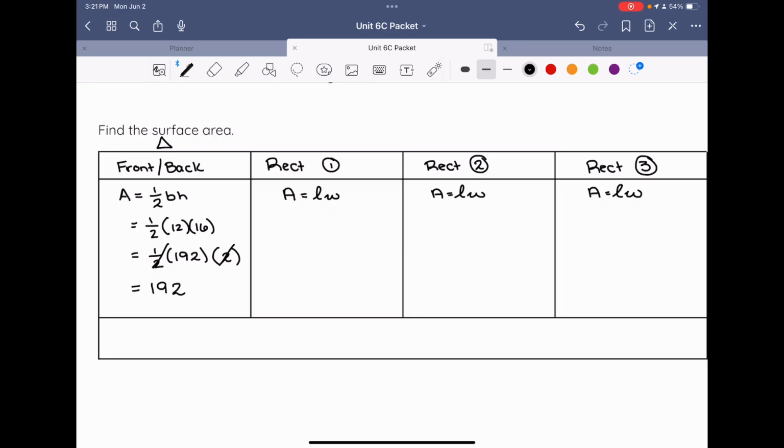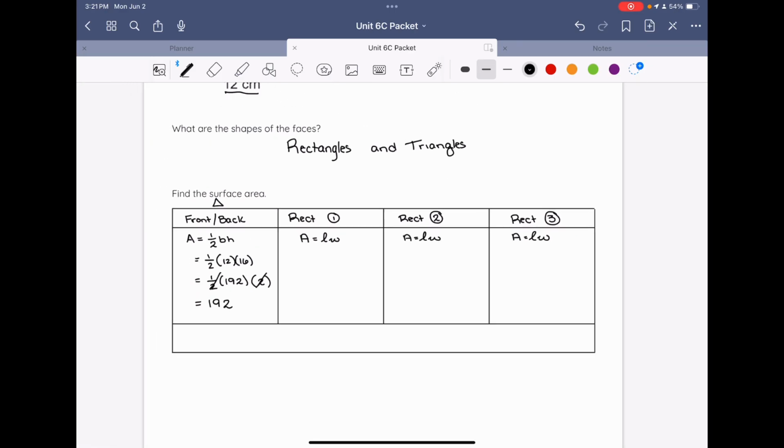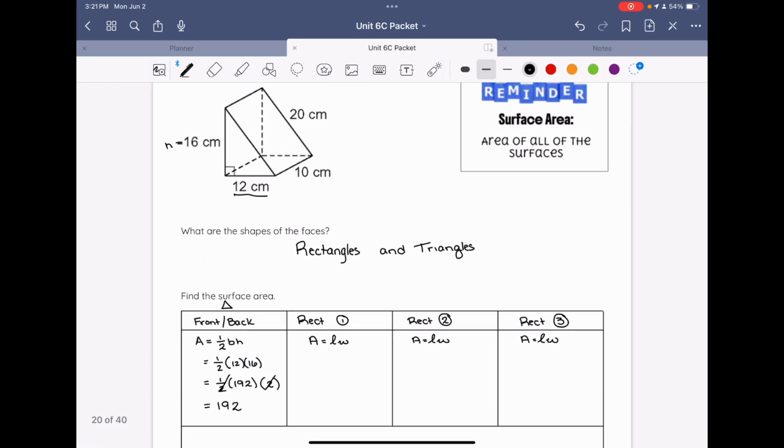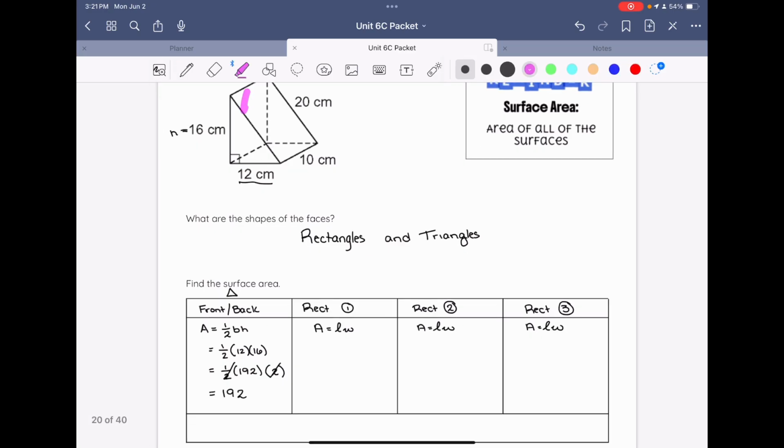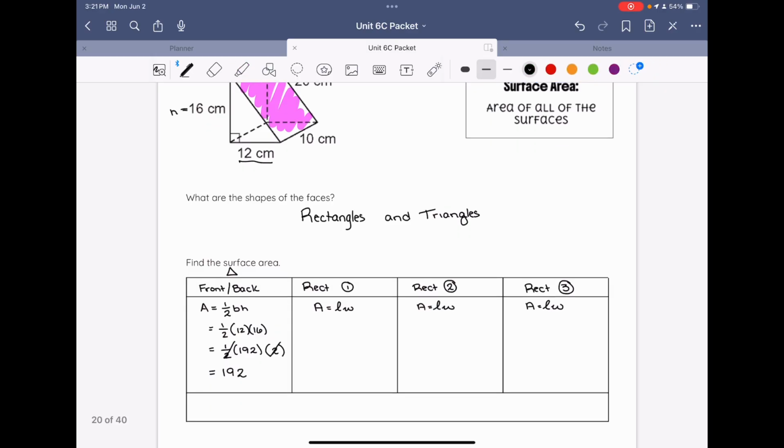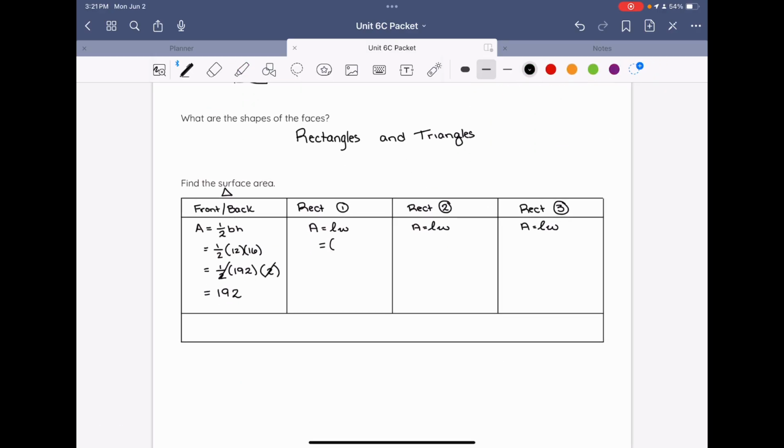Let's go ahead and calculate the first rectangle. It does not matter what order you do these in. I'm just going to start, and I'll highlight that section. I'm going to start with this rectangle that's right on the top. That is 20 by 10, so 20 times 10, which is going to give us 200.